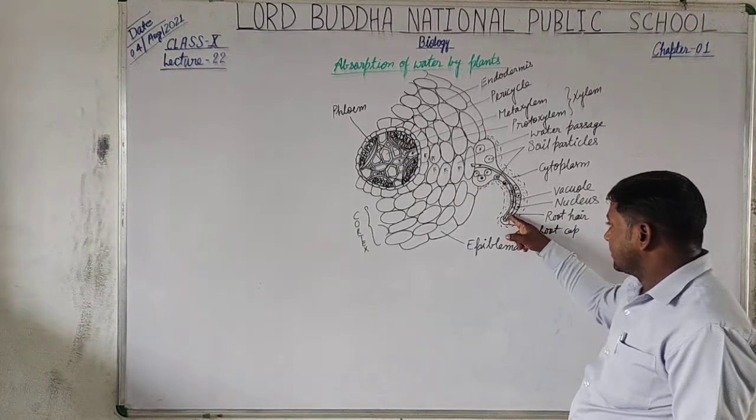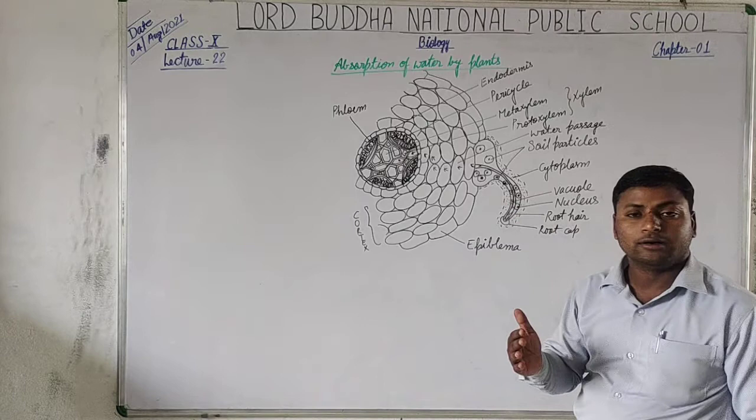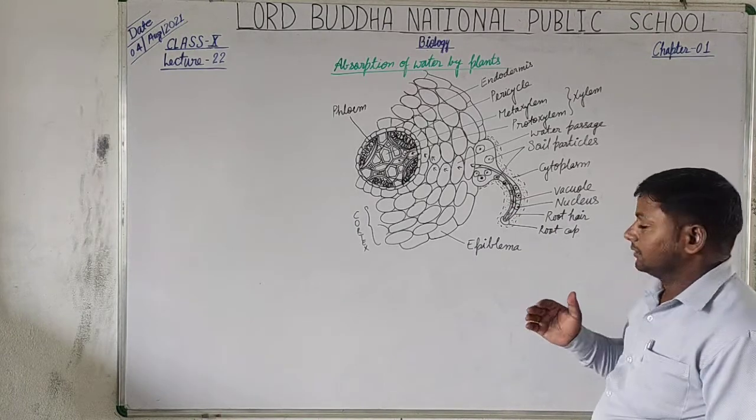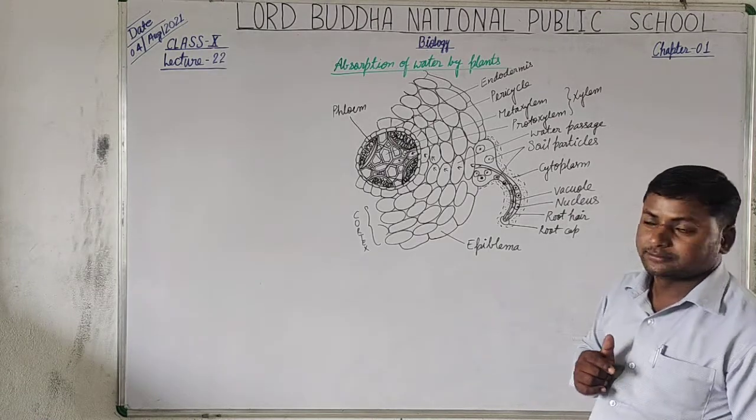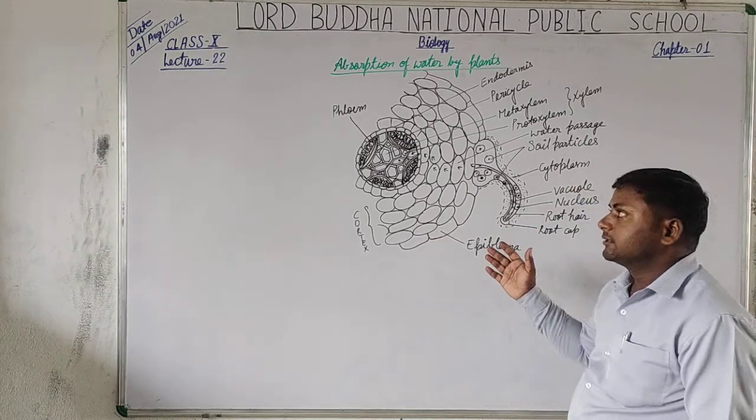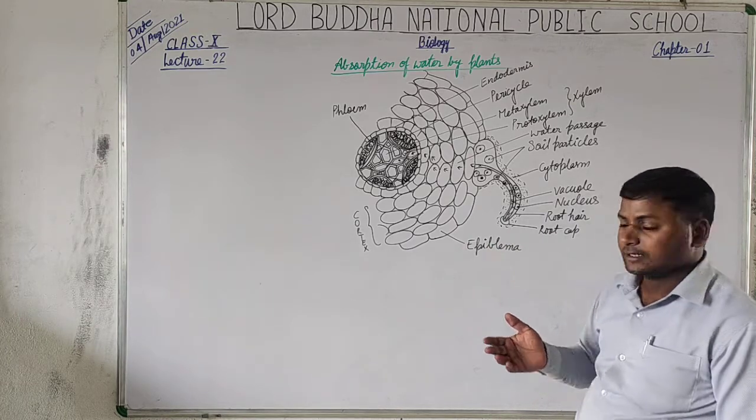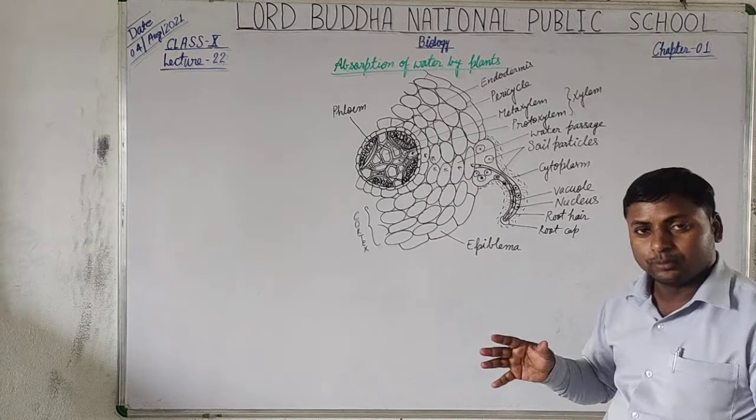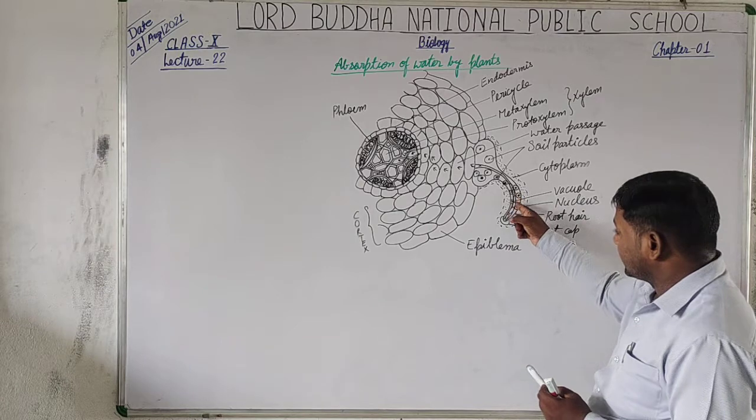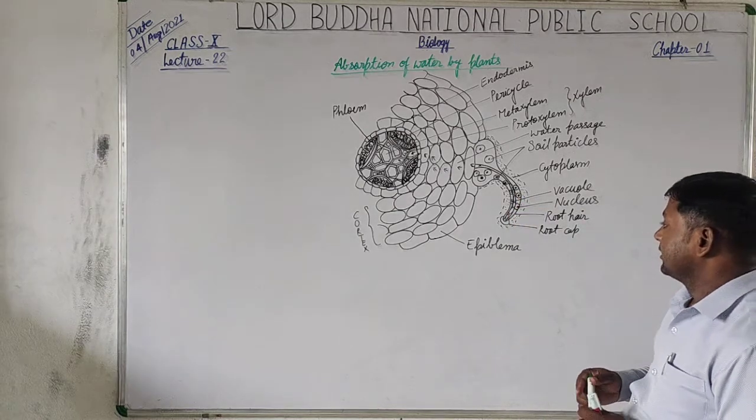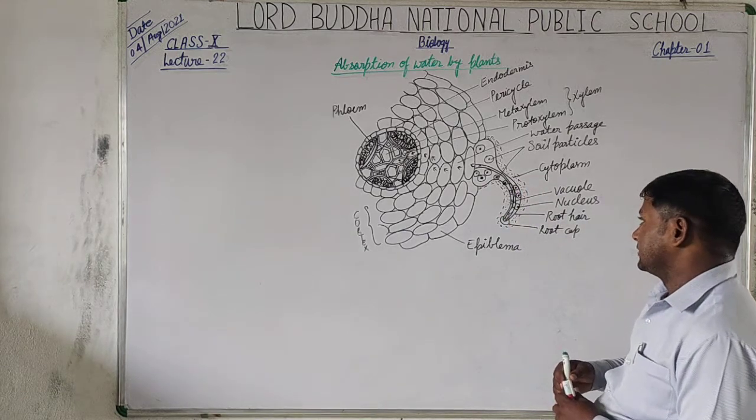And these are the vacuoles through which the ascent, or upward movement, of water takes place due to the exertion of osmotic pressure. Yes students, the absorption of water, as we discussed in the previous lecture, takes place through the process of osmosis. So here the osmotic pressure works and the upward movement of water starts.